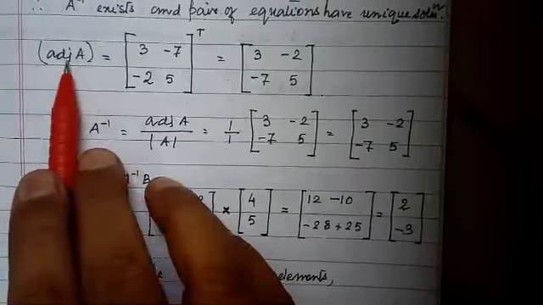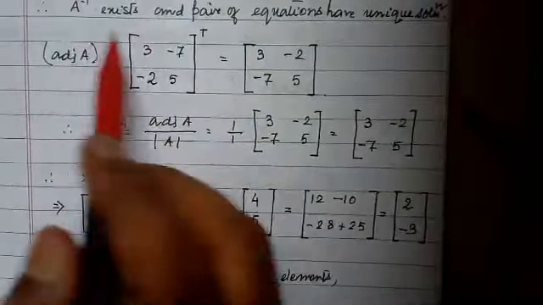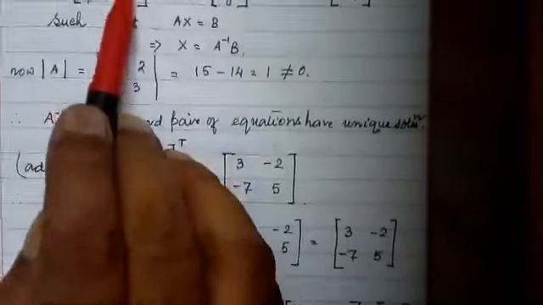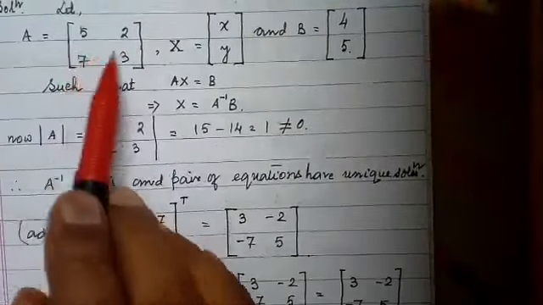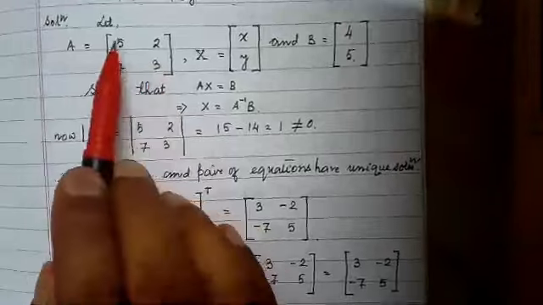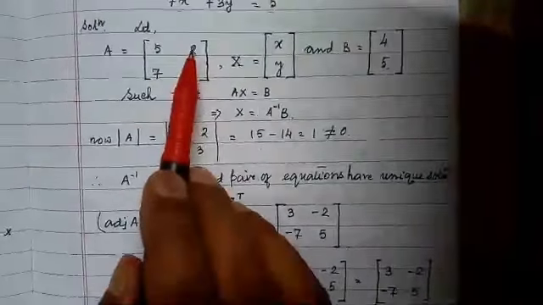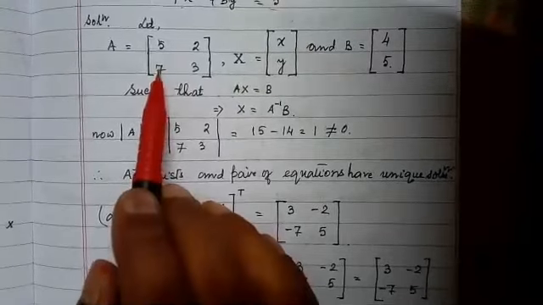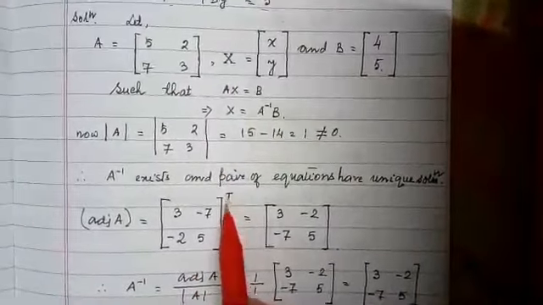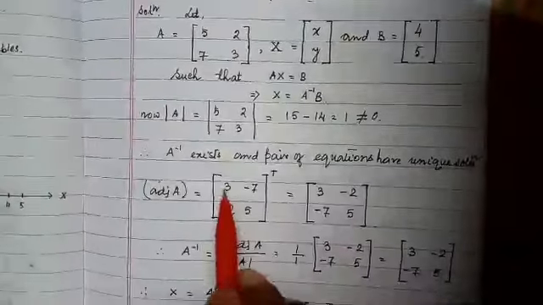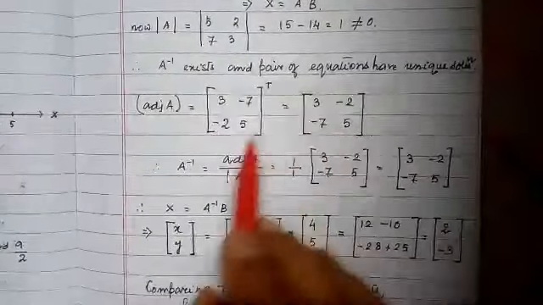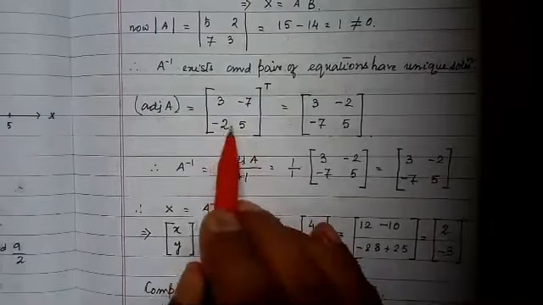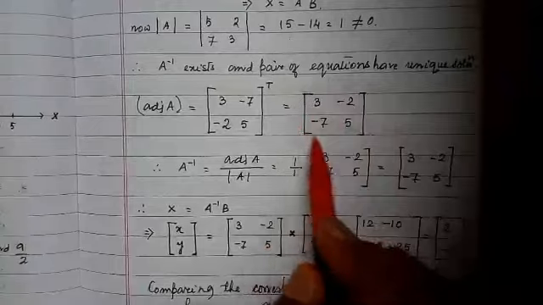First, adjoint A is found by changing these elements to their cofactors. So the cofactor of 5 is 3, the cofactor of 3 is 5. These were taught previously. The cofactor of 2 is minus 7, the cofactor of 7 is minus 2. Now take the transpose of that, which means rows become columns and columns become rows. So this row is written as column 3, minus 7, and this row is written as column minus 2, 5. So this is the adjoint A.